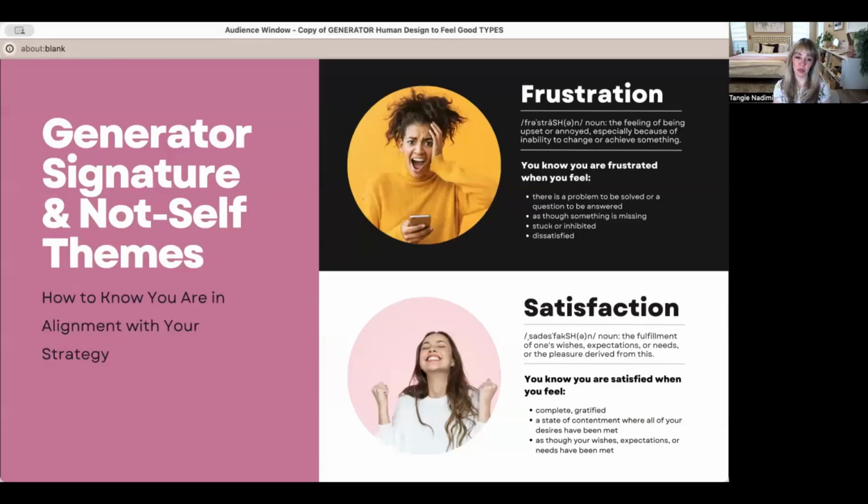So we're going to look at some of the very nuanced differences between the generator and the manifesting generator, but we will again cover the themes of satisfaction versus frustration in the manifesting generator type so that each of these modules can be a standalone lesson that you can refer back to.